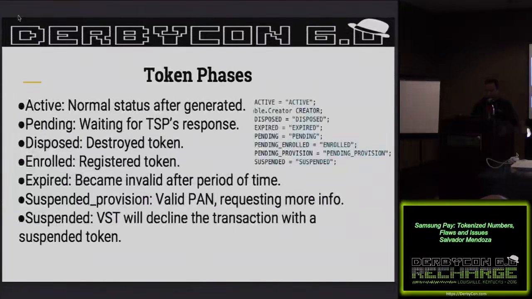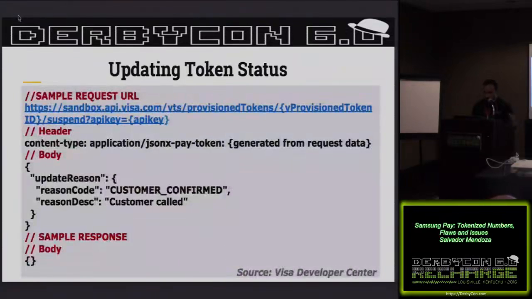Like any other transaction in the banks, tokens go through phases. Basically, when you create a token, it goes through some kind of status until it gets processed: active, pending, disposed, enrolled, expired after a valid time period, or suspended. How does the system update the token? I was talking to some guys at Samsung, and they said this simulation was not true.